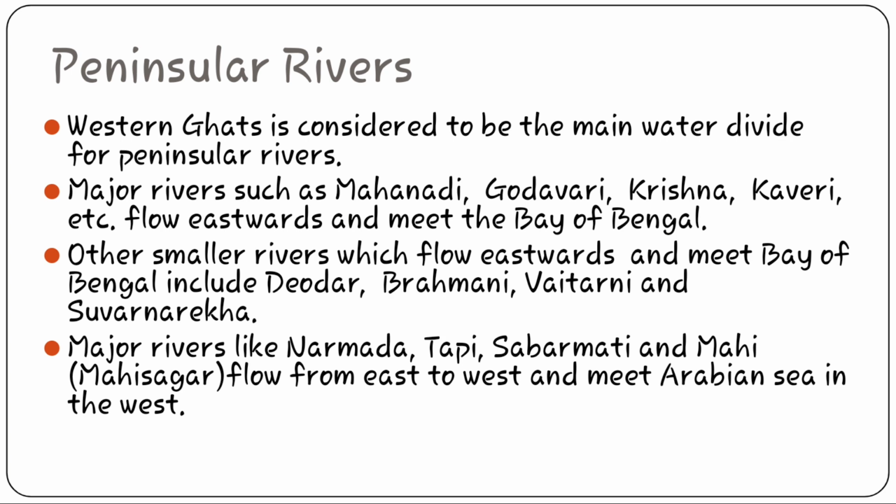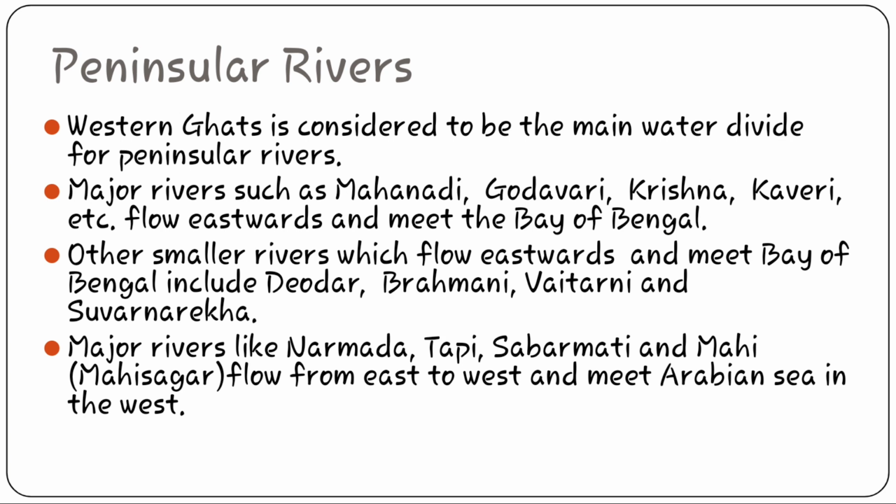The Peninsular river system. The Western Ghats is considered to be the main water divide for peninsular rivers. Peninsular rivers are separated by the highland called Western Ghats. Major rivers such as Mahanadi, Godavari, Krishna, Kaveri, etc. flow eastwards and meet the Bay of Bengal.